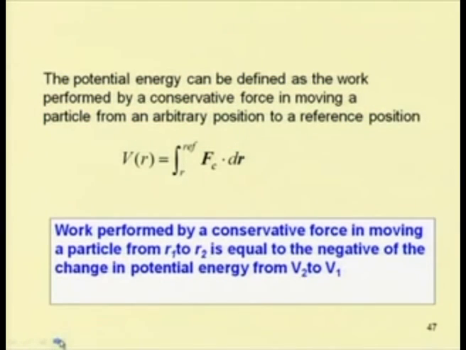The potential energy can be defined as the work performed by a conservative force in moving a particle from an arbitrary position to a reference position. So, the potential energy is defined by the work performed by a conservative force in moving a particle from an arbitrary position r to the reference position. So, the work done one can find, and that will be the potential energy of the system.